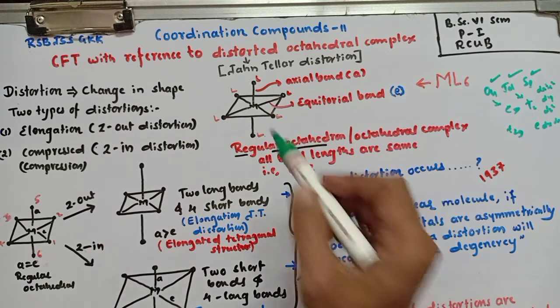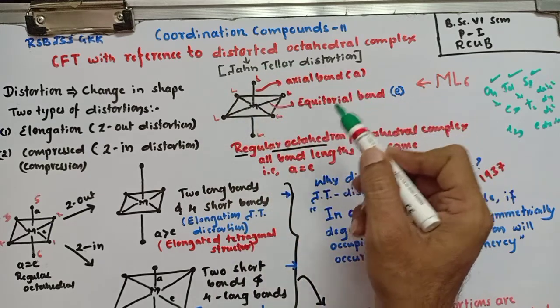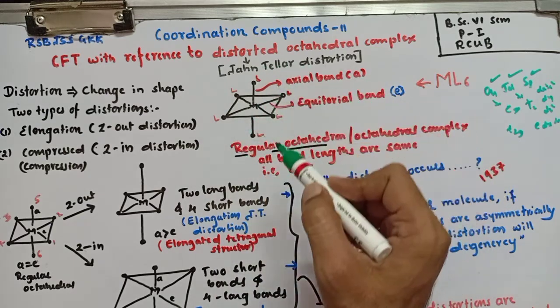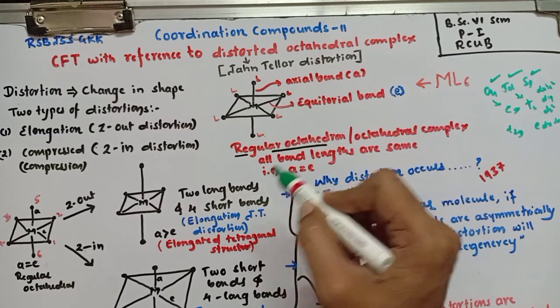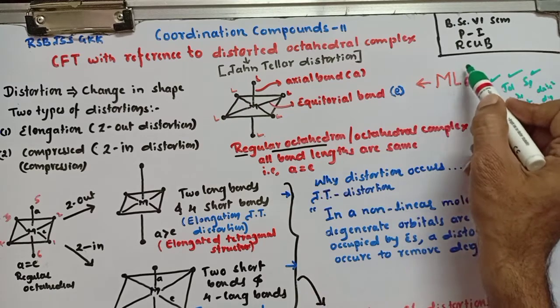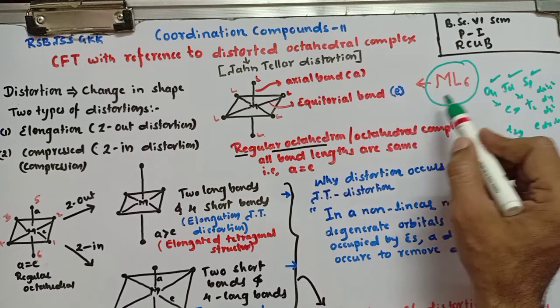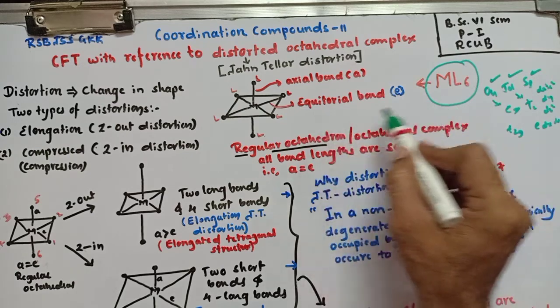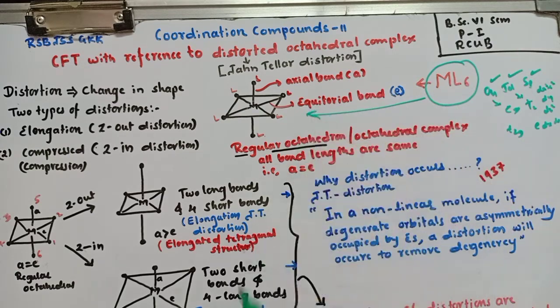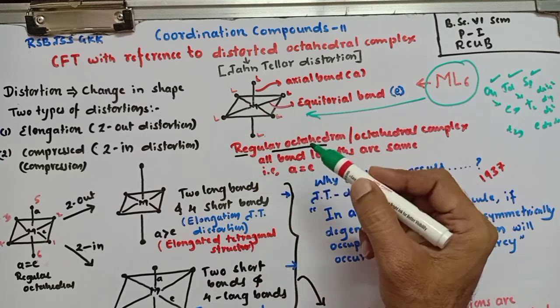Now the question comes, what do you mean by distorted octahedral complexes? Or how does this distorted octahedral differ from the perfect octahedral complex or regular octahedral complex? In order to know that, let us consider one hypothetical complex, the molecule ML6. If you draw its octahedral structure, it consists of 6 bonds, and these 6 bonds are classified into two types.